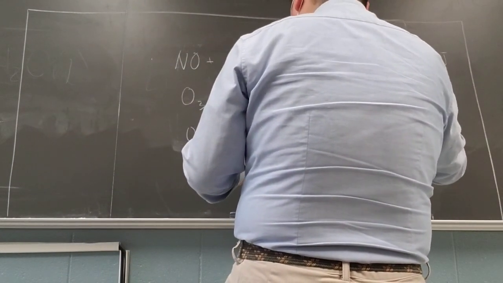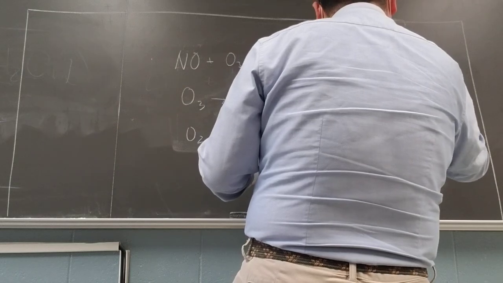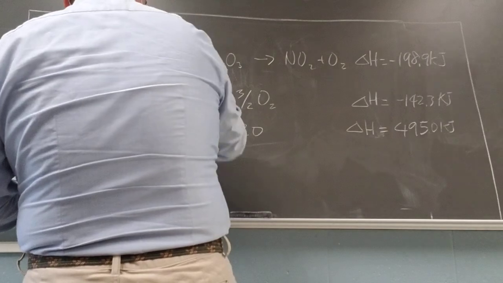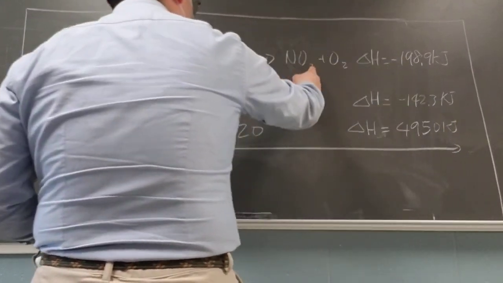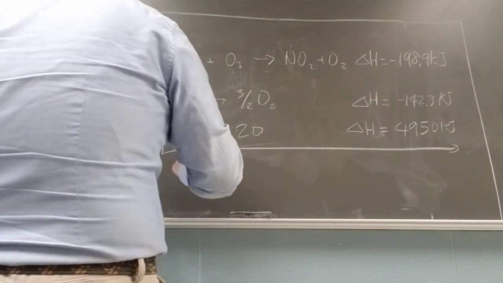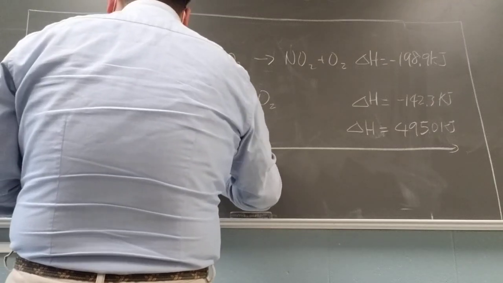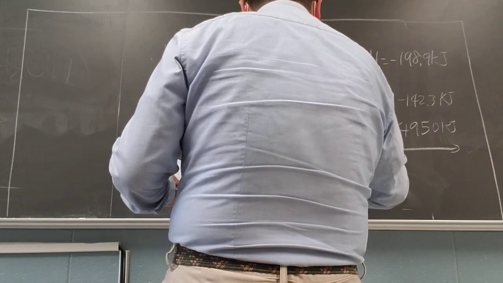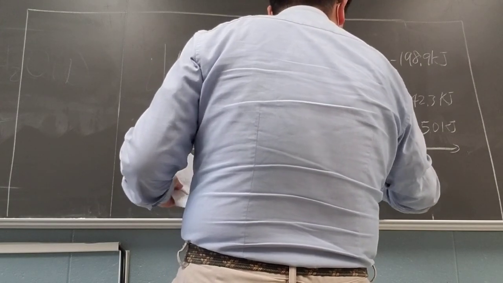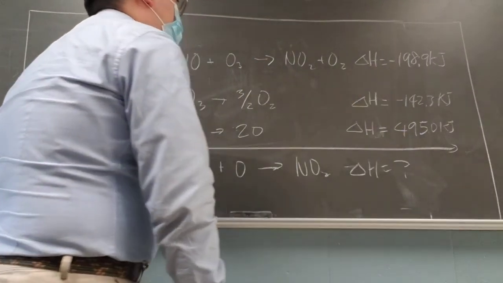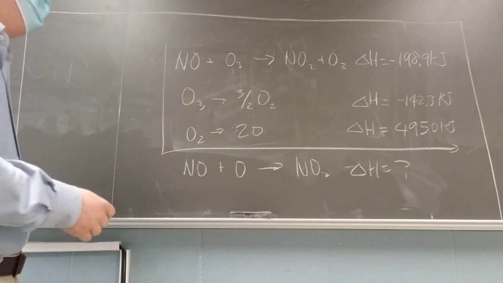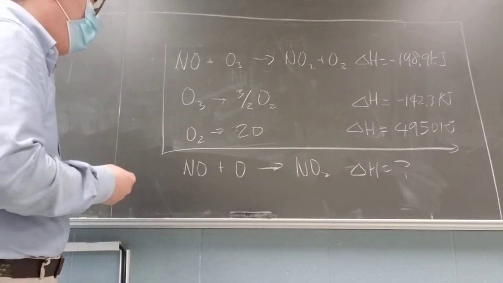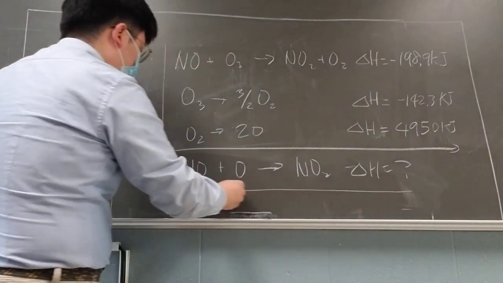So this is now this problem. We have three equations, each with an enthalpy change, and the final equation we want to find the enthalpy change for is this one. So the question is, if you know the enthalpy change for each step, maybe using Hess's rule, we can find the enthalpy change for your final equation here.